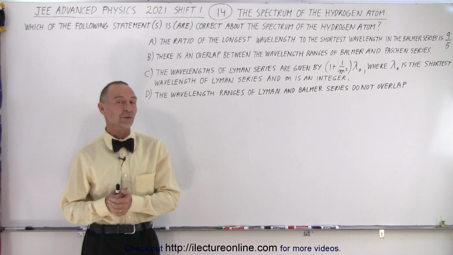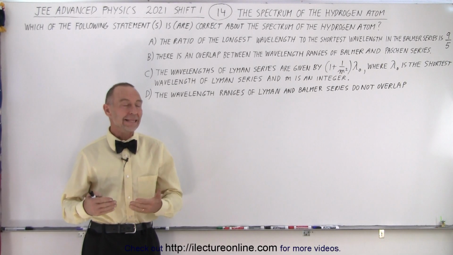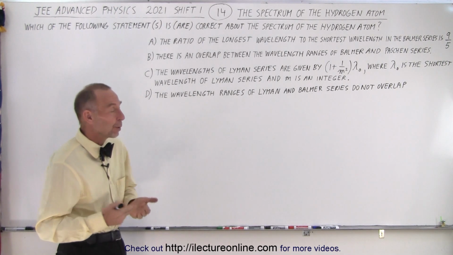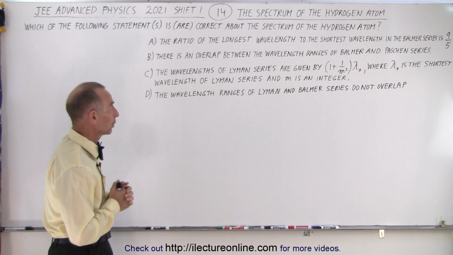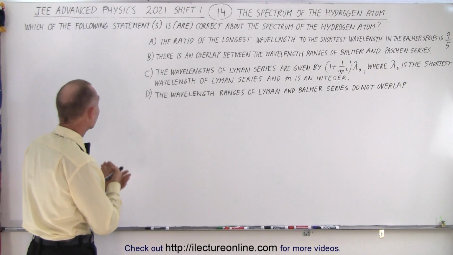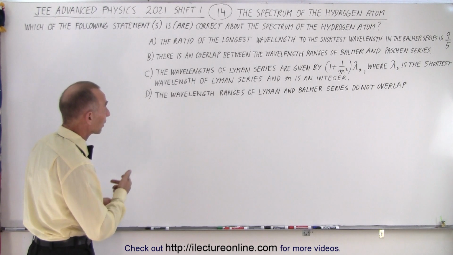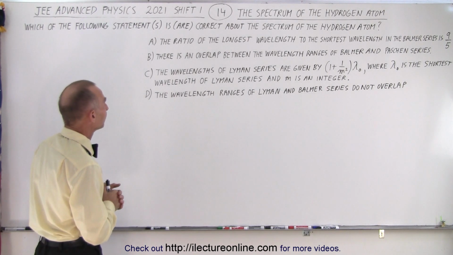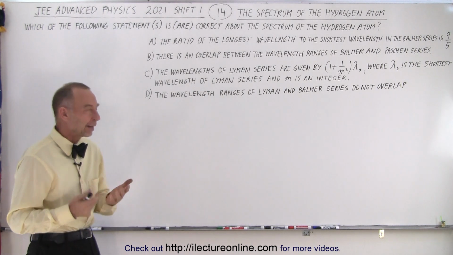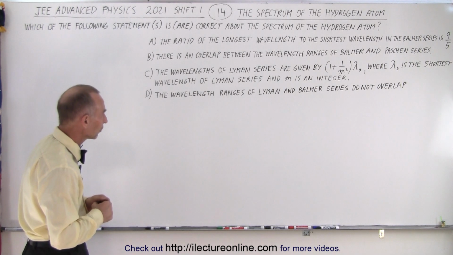Our next problem deals with the hydrogen atom and the spectrum of the various series that we can have when an electron jumps from one orbit to another. So let's read the problem. It's very simple. Which of the following statement or statements are correct about the spectrum of the hydrogen atom? So we have four statements. Let's go through each one of them and figure out which are the correct ones.